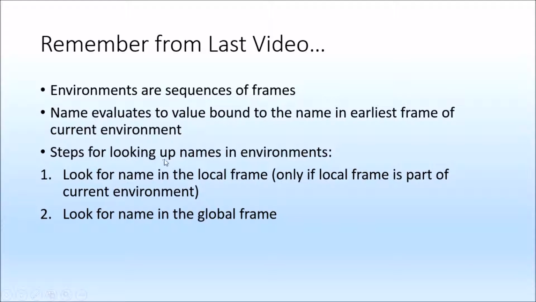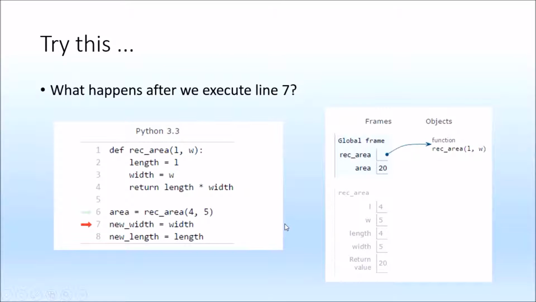And again, steps for looking up a name's environment: look for the name in the local frame, only if the local frame is part of the current environment, and then we look for the name in the global frame. So now here's our example of looking up names. Okay, so see what happens. Try this. What happens after we execute line 7? So this is a little tricky.